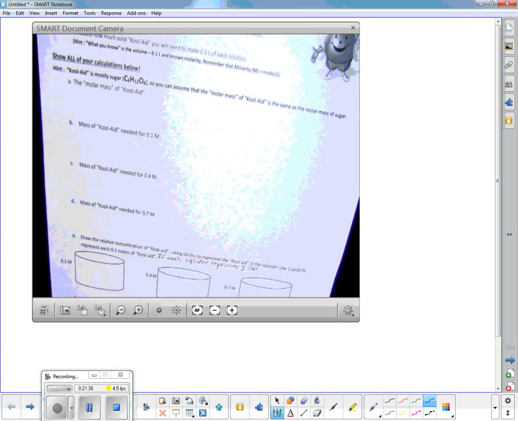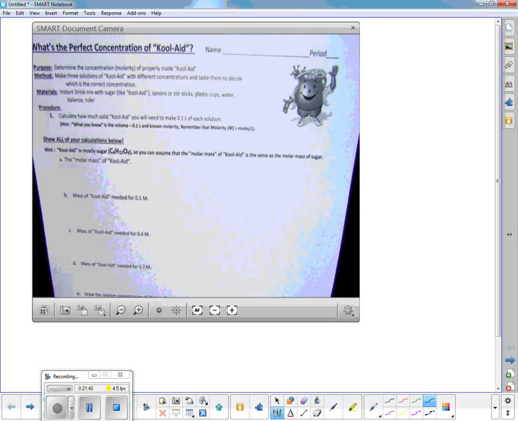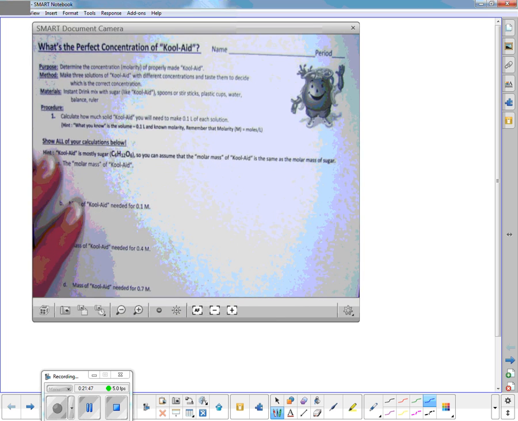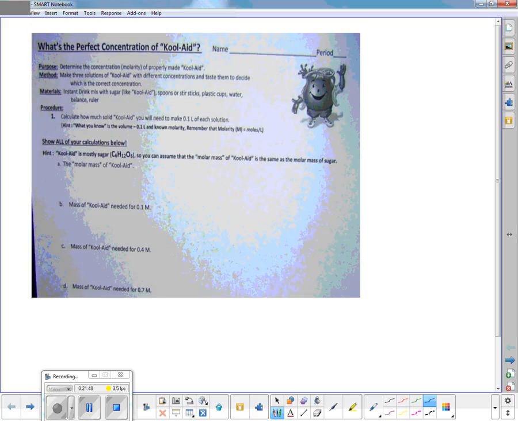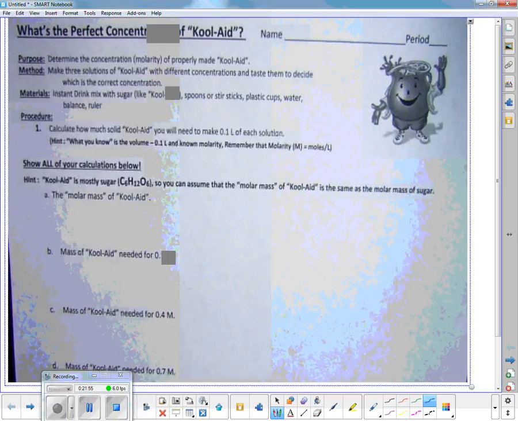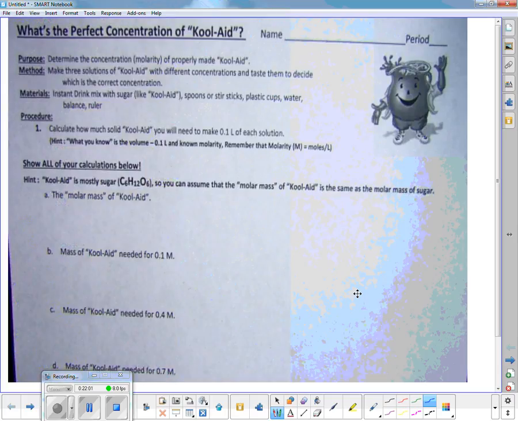Okay, so here's my Kool-Aid lab. All right, that's better. All right, I'm going to take a picture of this. We're going to go through different parts of it, so stay with me. You should be able to easily finish this before the end of the period and have some time to work on your worksheet. So, purpose is to determine the Kool-Aid concentration molarity of properly made Kool-Aid.